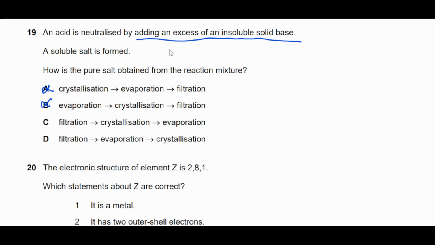Once you have the solution left over, how do you obtain the pure salt? You first have to evaporate, then leave to crystallize. The answer is D. Whenever you want to crystallize something, you always have to evaporate first, followed by crystallization. It always goes in this order.